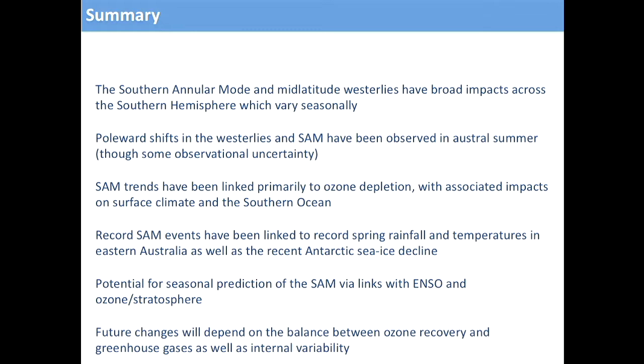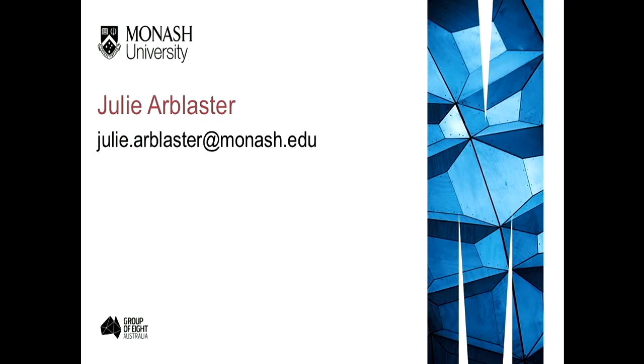And then, yeah, I skipped over this, but future changes will really depend on the balance between ozone recovery and greenhouse gases. So in the future, ozone recovery will try and shift the SAM negative or the jet more equatorward, and greenhouse gases will keep pushing it poleward. So there's going to be this tug of war between those two external forcings going forward. Okay, that's it. Thank you.